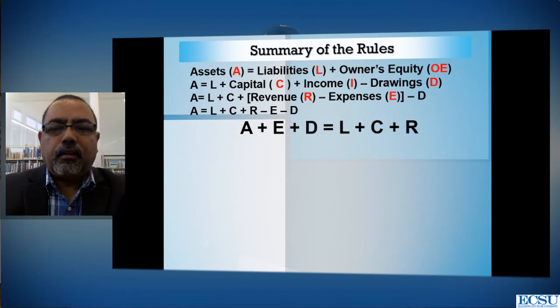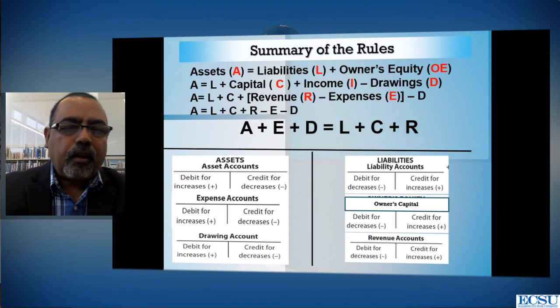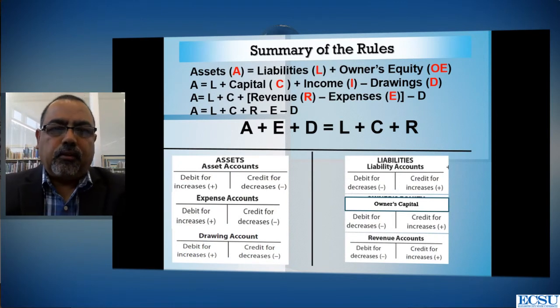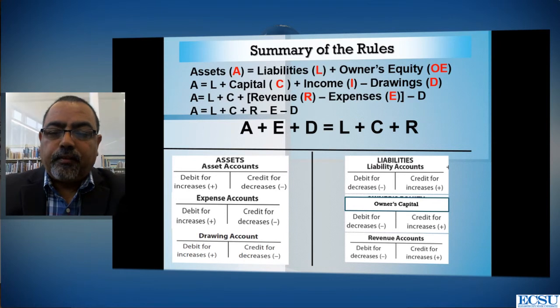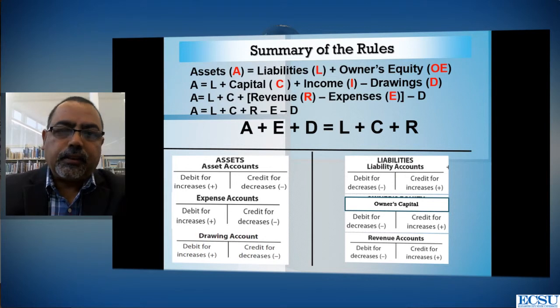On the other hand, across the accounting equation, if there is an increase, it should be credit, and if there is a decrease, it should be debit. So I've summarized the rules for the asset, expense and drawings accounts: debit for increases, credit for decreases, for the three types of accounts. For liabilities, owner's capital and revenue, they follow the opposite rules: credit for increases and debit for decreases.